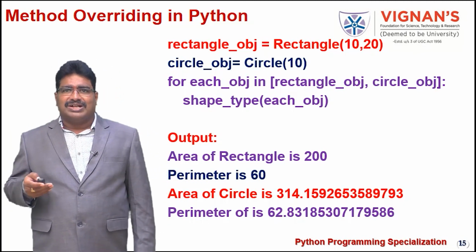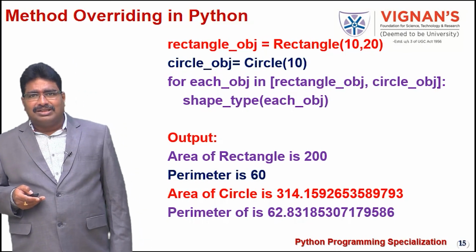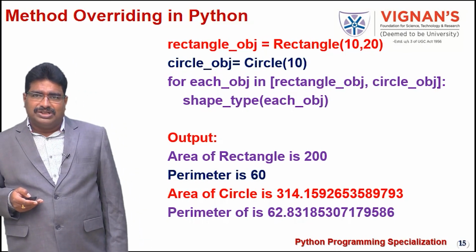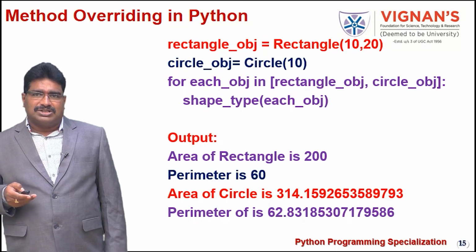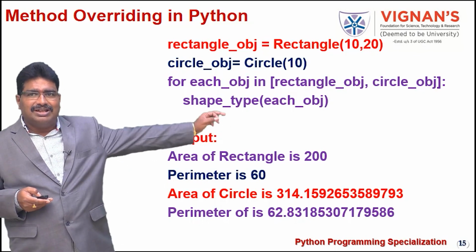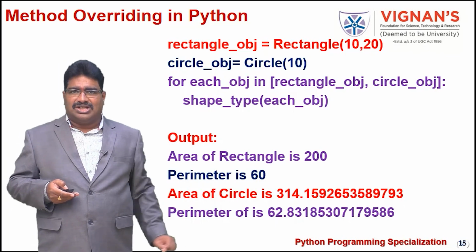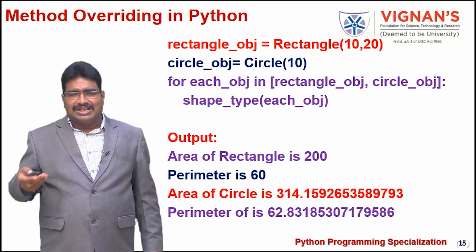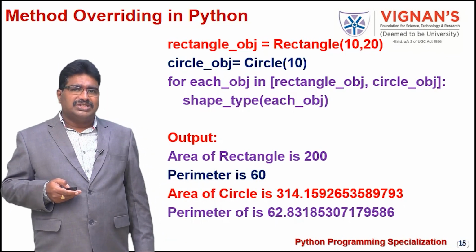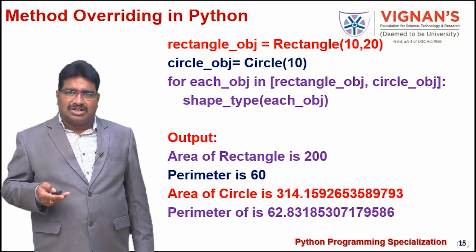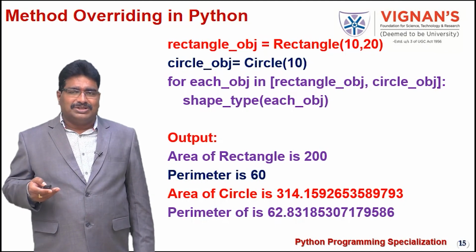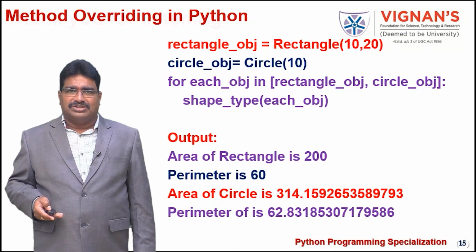So here we understand that we simply call shape type of each object, but based on the object we pass, for example if we pass the circle, the circle object's perimeter and area functions are called. Similarly, if we pass the rectangle object, the rectangle object's area and perimeter functions are called. So this is one of the best examples of polymorphism.